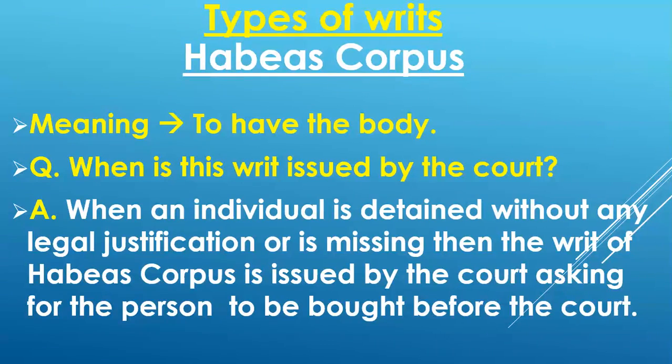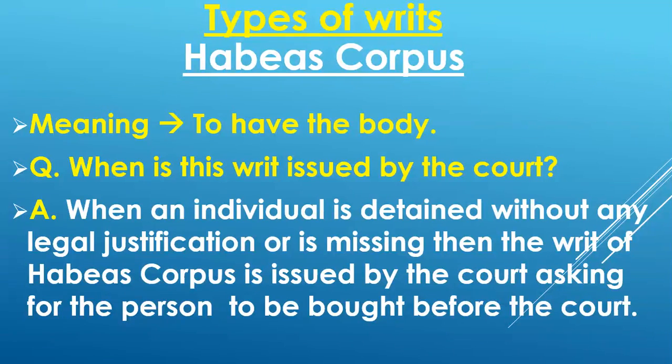So what is the meaning of habeas corpus here? The meaning of habeas corpus is that Supreme Court will give order to police that bring Pappu before me. Habeas corpus means to have the body, to present the person with his body before the court. So the court has ordered the police that bring Pappu before me.